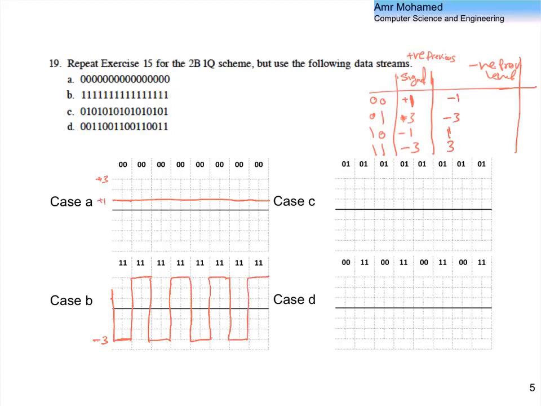Okay, so for case C, it was positive, so 0, 1, positive 3, so we go positive 3. Then it's again positive, so we go positive 3. So this is 3 and this is positive 3. So for 0, 1, 0, 1 all the way, so we go straight positive 3. So for 0, 0, 1, 1. So at the beginning, for 0, 0, it's positive 1, so we go like this, and then 1, 1. 1, 1, we go to minus 3.